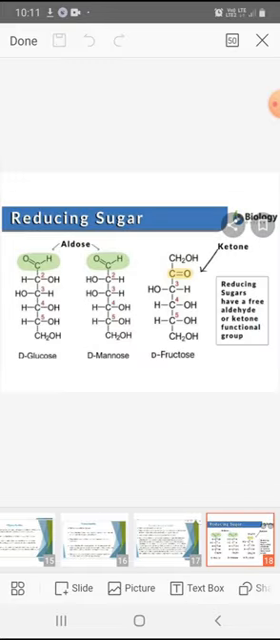Next, reducing sugar. See, glucose, D-mannose and D-fructose, these are reducing sugars. Reducing sugars have a free aldehyde or ketone functional group.